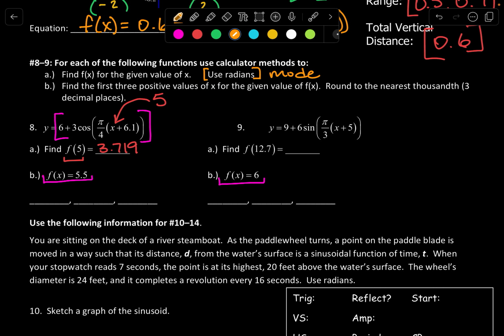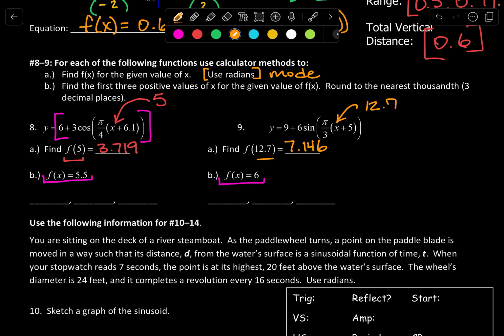While we're on this type of solving, let's go ahead and do 9a, which means where that x is, we're going to put in 12.7. So we can do 9 plus 6 sine pi over 3. Instead of x, we're going to put 12.7 plus 5, close both parentheses, and we get an answer of 7.146. So they gave us the input. We needed to find the solution or the output.